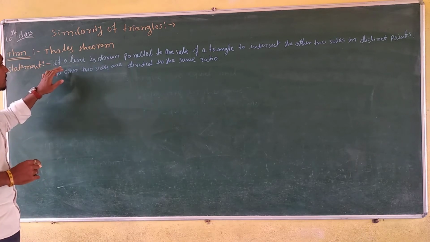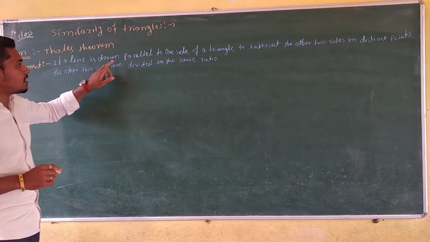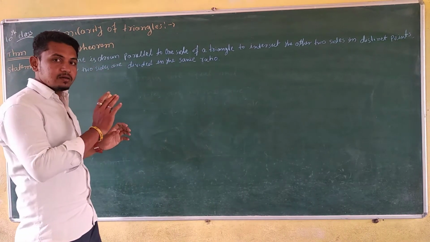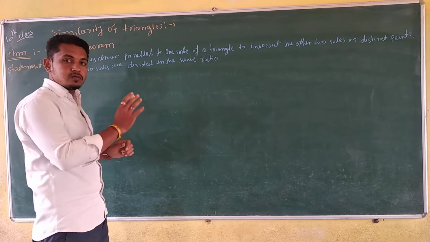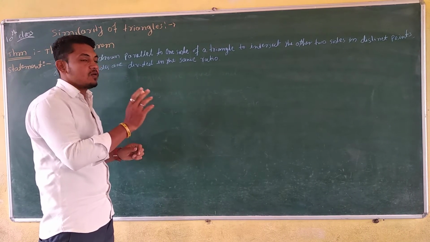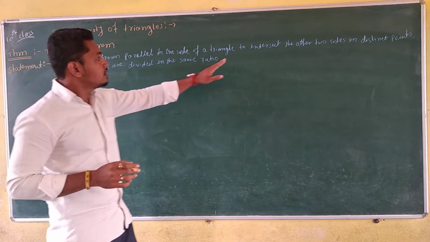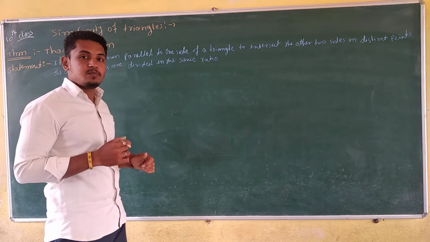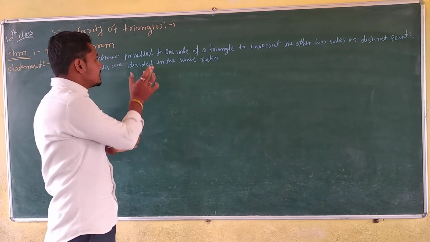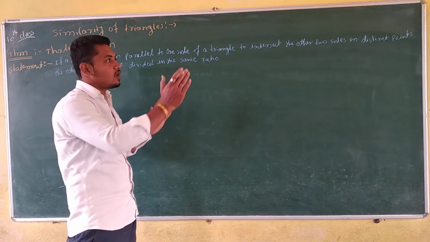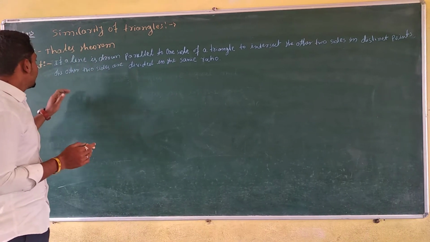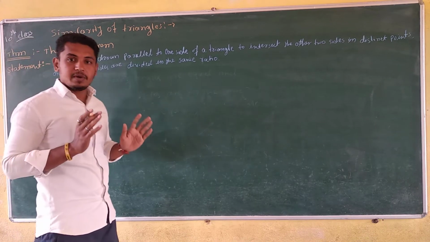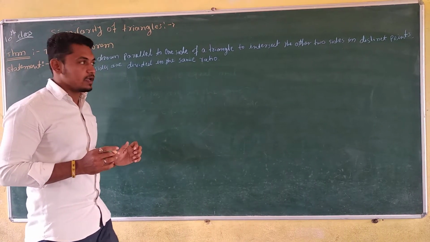See here. If a line is drawn parallel to one side of a triangle, one line you have to draw parallel to any one side of a triangle to intersect the other two sides in distinct points, then the other two sides are divided in the same ratio. How is it here?